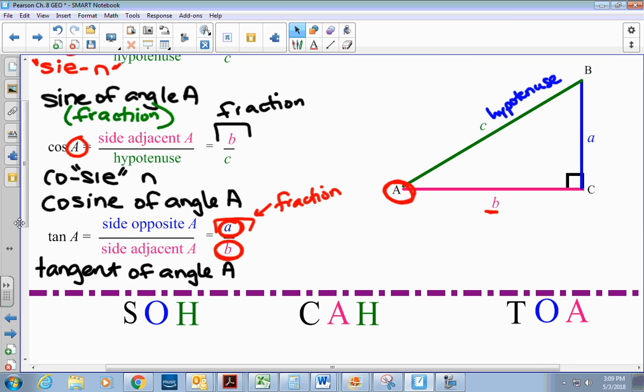So trigonometry, all we're doing is putting together fractions using the triangle side lengths. Sine of angle A is opposite over hypotenuse. Cosine of angle A, adjacent over hypotenuse. And tangent of angle A is the fraction opposite over adjacent. There's only three possibilities that we can use because we only have three sides of our triangle.